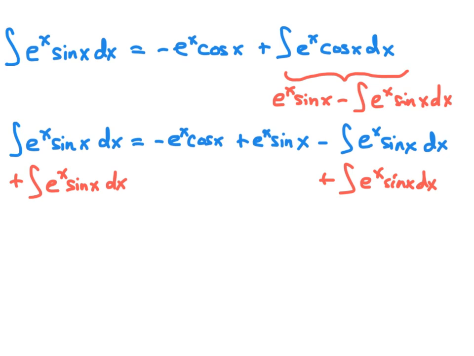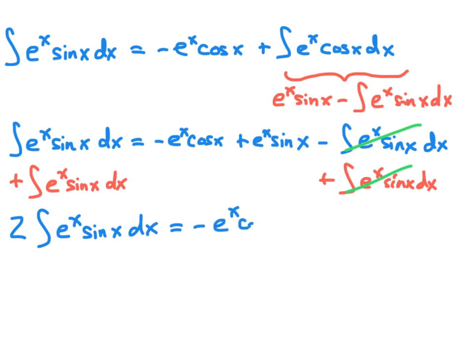We can now add the integral of e to the x sine x dx to both sides of this equation. This is valid since the integral is just a collection of antiderivatives and therefore just a function plus an arbitrary constant c, which we can adjust on both sides. And so we can add this term to both sides, and on the left-hand side, we see that we're going to end up with 2 times that integral, plus itself. So we have 2 integral e to the x sine x dx. And on the right-hand side, the integrals will actually cancel out, and so we're just left with negative e to the x cosine x plus e to the x sine x.